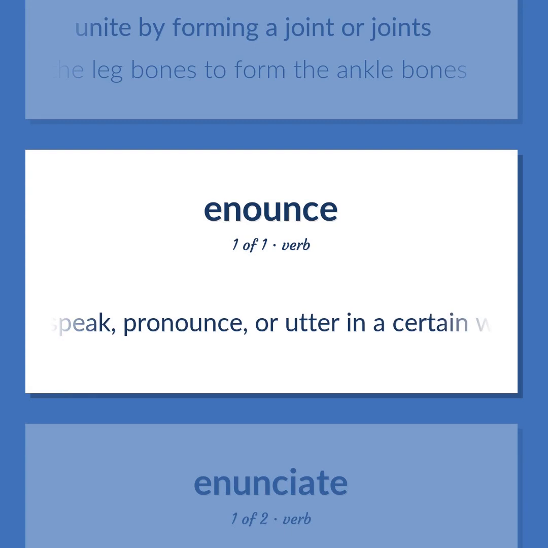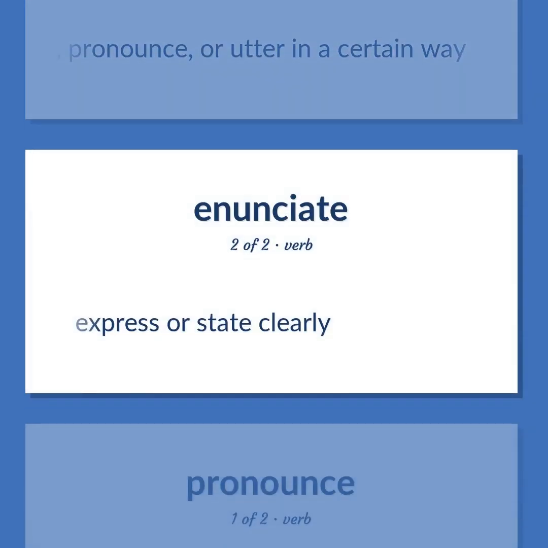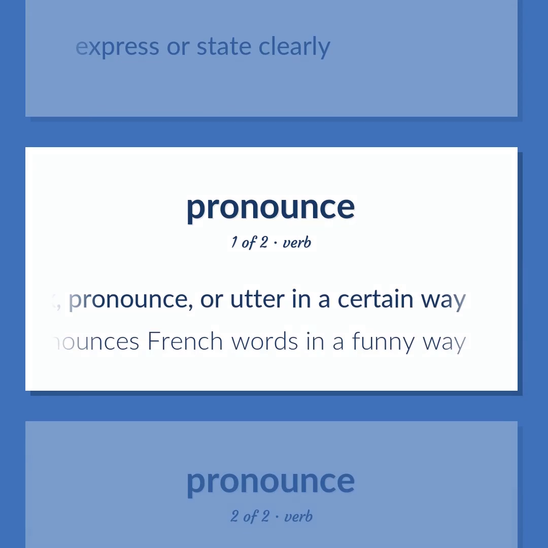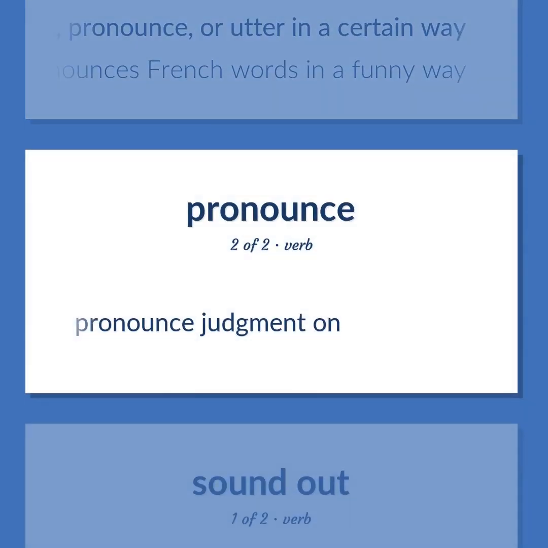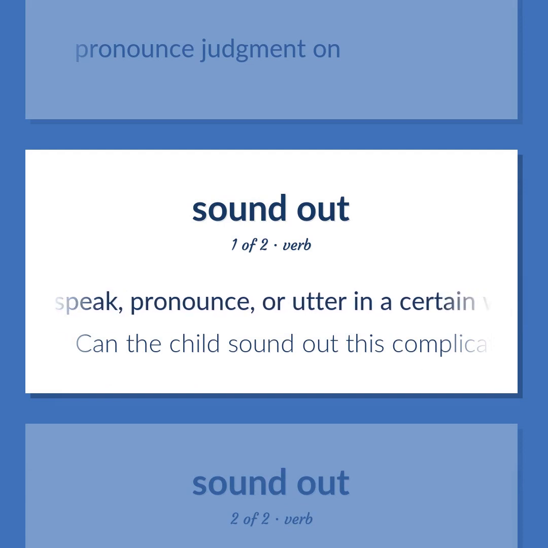Speak, pronounce, or utter in a certain way. Speak, pronounce, or utter in a certain way. Express or state clearly. Speak, pronounce, or utter in a certain way. She pronounces French words in a funny way. Pronounce judgment on. Speak, pronounce, or utter in a certain way.